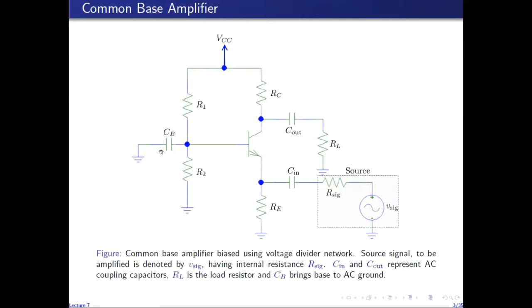And CB is another coupling capacitor which actually brings this base terminal to AC ground, as we will see later on. Like I discussed in the last lecture, these capacitances CB, Cin, and Cout will be considered as short-circuited in the mid-band frequency range. So when we short-circuit CB, this base terminal will be directly connected to ground for the AC equivalent circuit, as I will show later on.